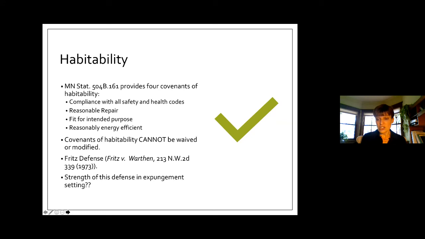So if repair issues were in the underlying case and the tenant was unable to raise them because they couldn't pay into court, I think it's a really good argument to bring up at the eviction expungement time.